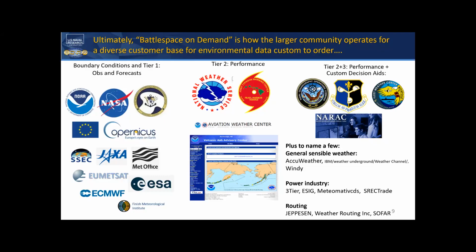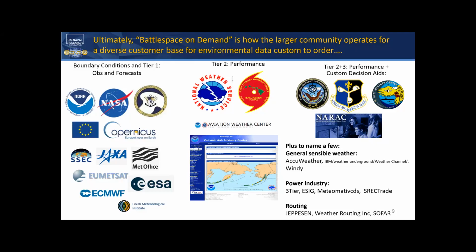Way back when, there was AccuWeather, and then IBM bought Weather Underground and the Weather Channel, and then a lot of people use Windy for sensible weather. But then the power industry is very big on all of this data. Is there going to be enough sunlight to drive my solar panels, or enough wind in the area that I need? And the energy community is always balancing the load in the energy infrastructure.